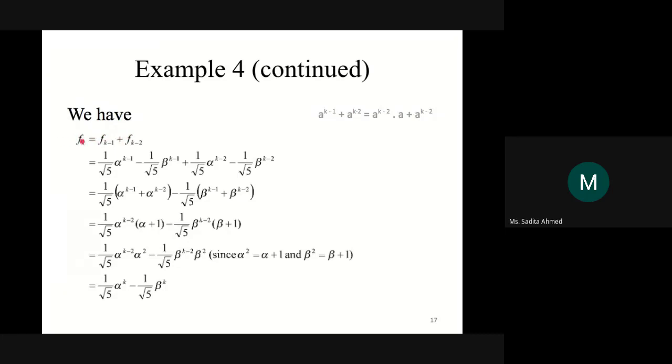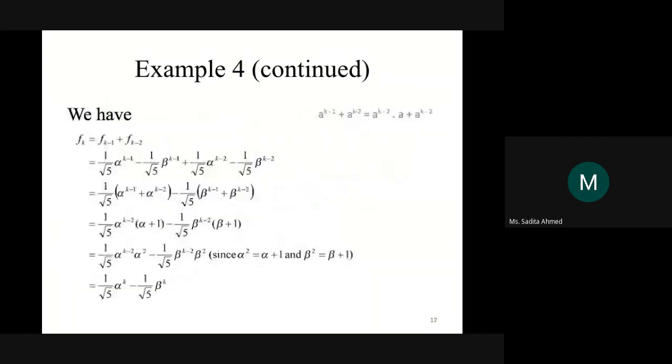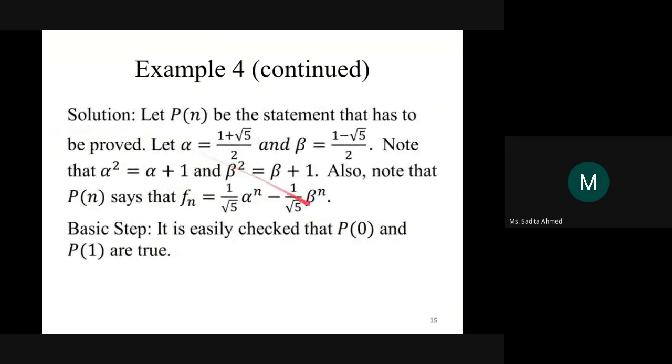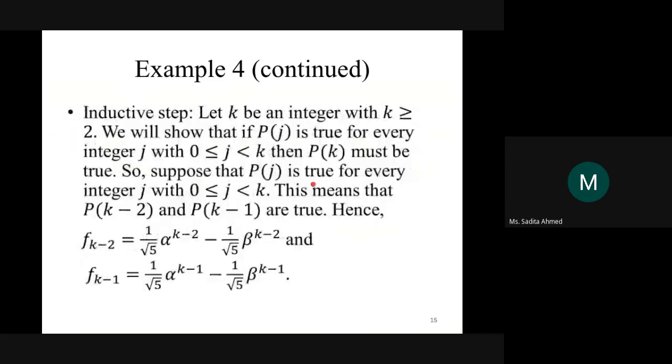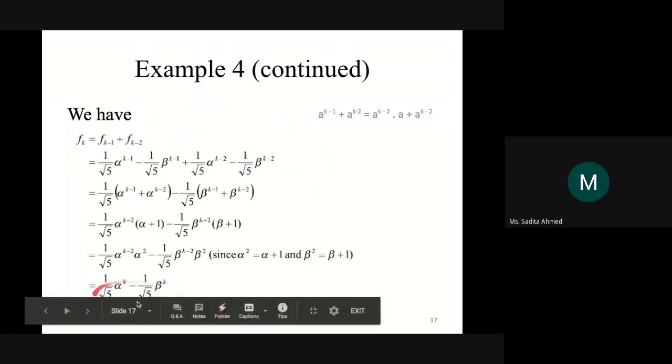What we will try to do is, from here, get to 1 by square root of 5 alpha to the power of k minus 1 by square root of 5 beta to the power of k. That is what we'll try to do. And if we can do that, if we can go from here to there, it means that f(k) indeed can be represented using that equation, 1 by square root of 5 alpha to the power of k minus 1 by square root of 5 beta to the power of k. Because this is true from here. If we can get here, it means that this is correct as well. This is a correct representation of f(k) as well.